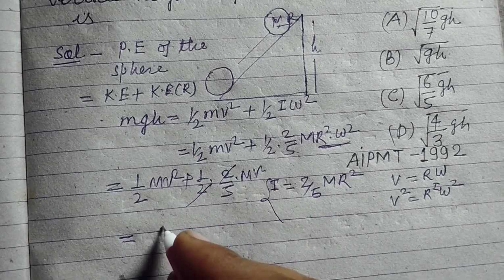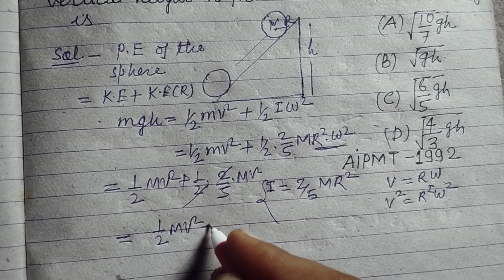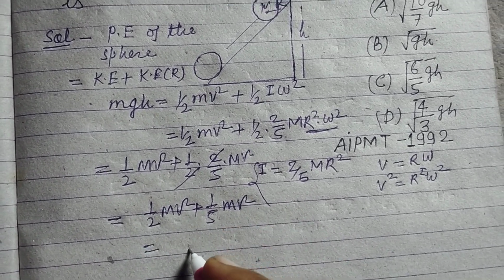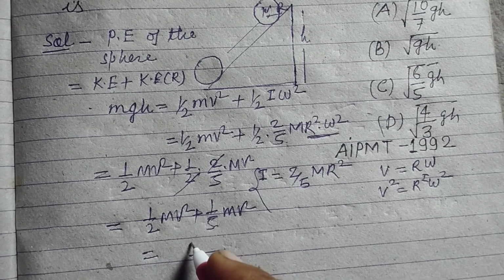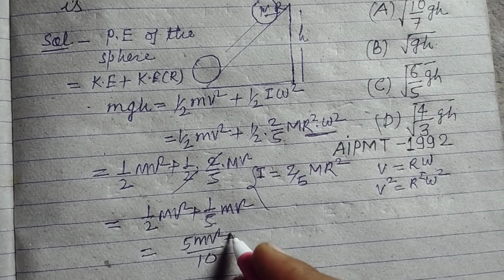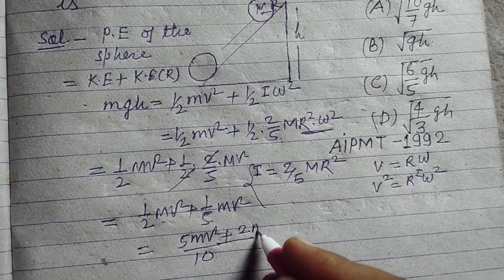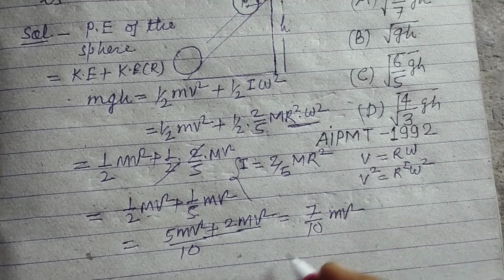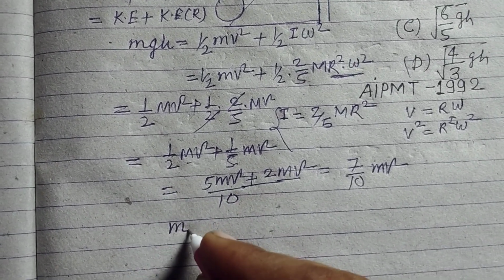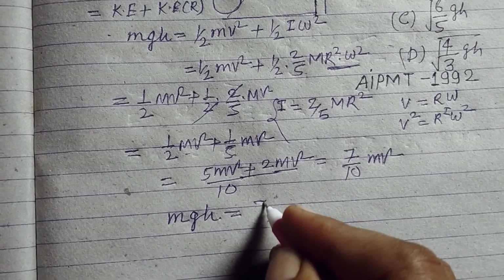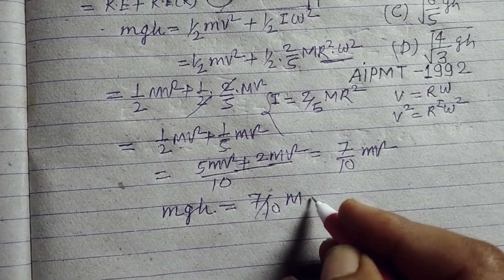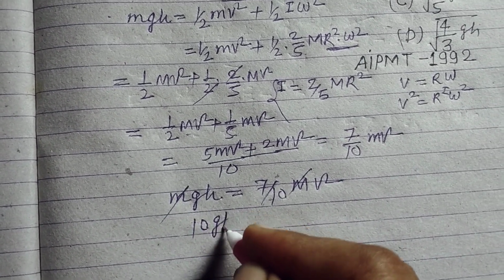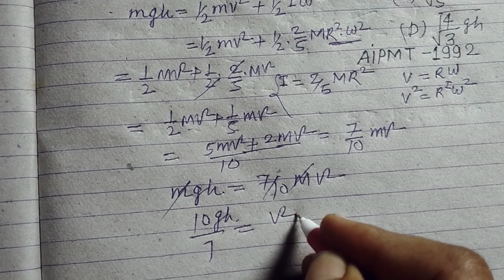Therefore this becomes half mv square plus 1/5 mv square, and 10 is the LCM, so 5 mv square plus 2 mv square, this is 7 by 10 mv square total kinetic energy, which is given by mgh. So 7 by 10 mv square equals mgh, cancelling m, we get 10 gh upon 7 equal to v square.